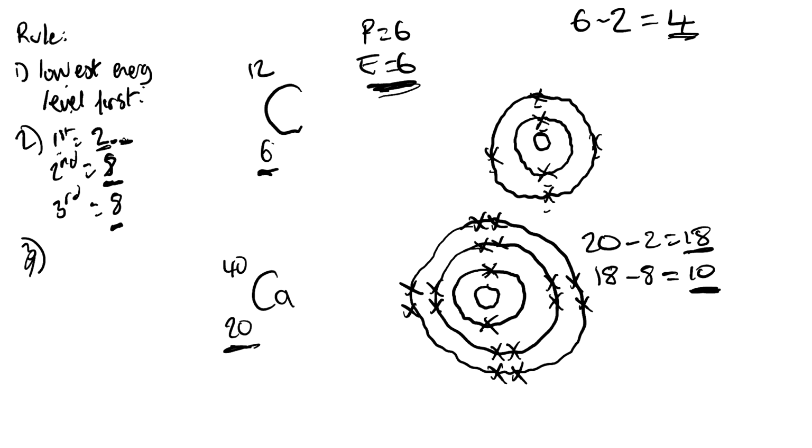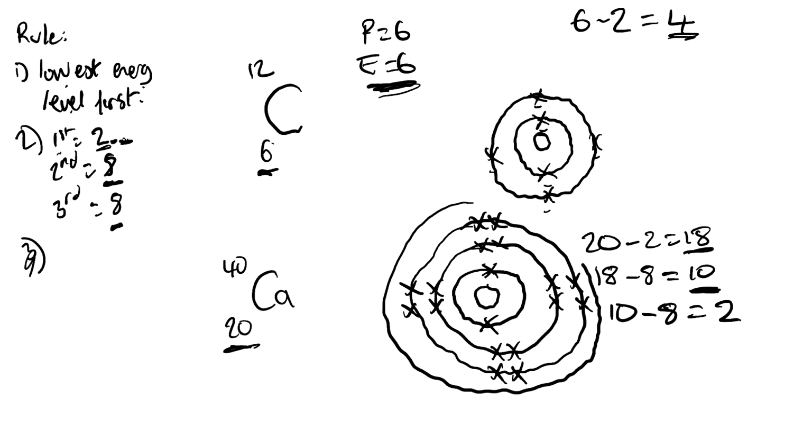So we had 10, we've done 8, we've got 2 left to draw, so therefore they must be in the next shell. So we draw one more shell, we've got 2 left to draw, 1 and 2. And that is our electronic configuration for calcium.